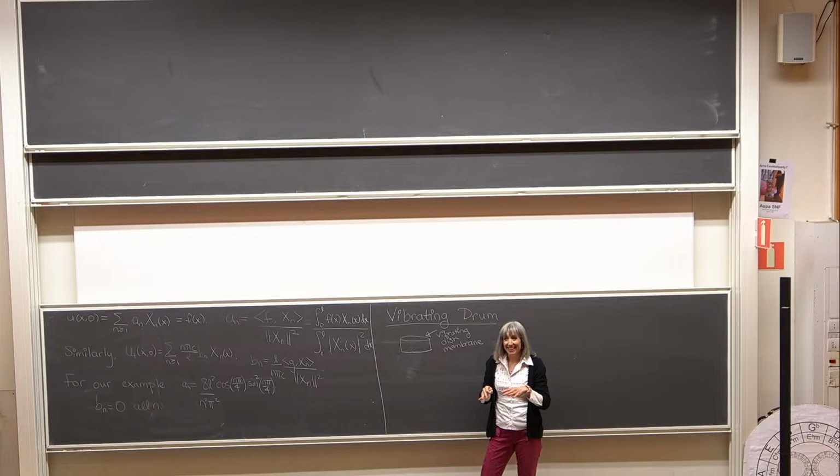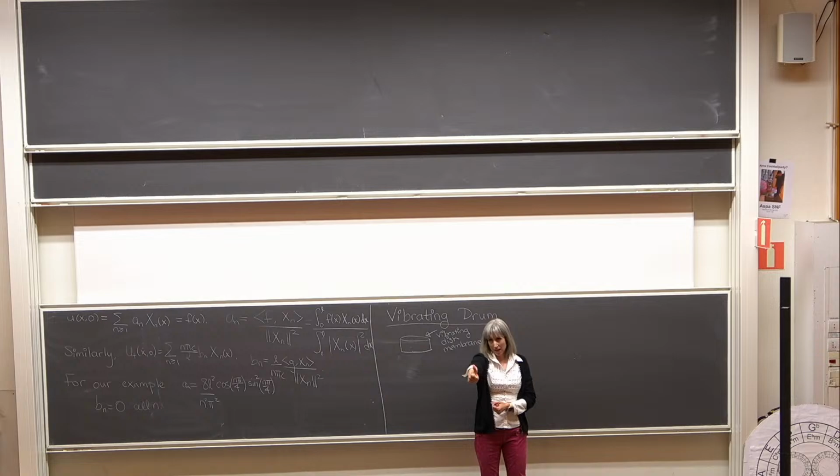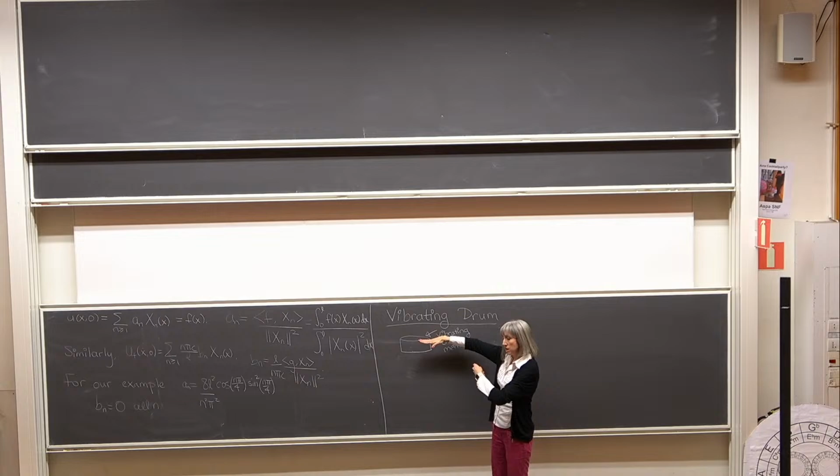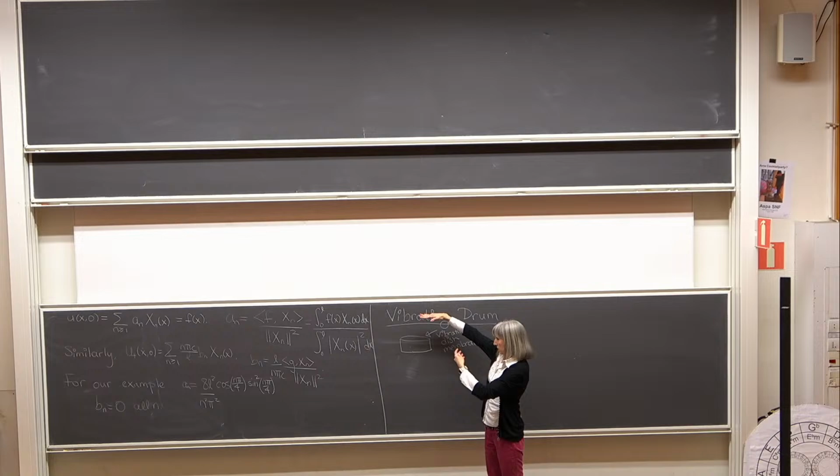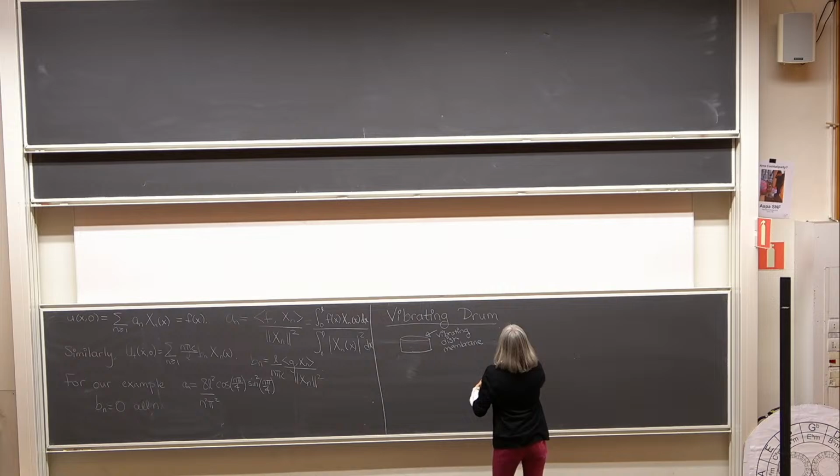Three. Because we have to specify time and then position on the surface. And then the function tells us height. So again, a zero height will be still, and above will be positive, and below will be negative. So I'm going to call the function u again. It's not the same u, but this is just how we usually write things.